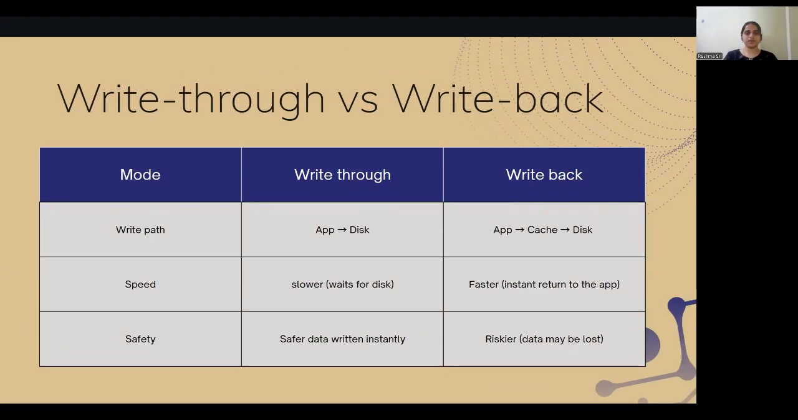Let's talk about write-through versus write-back. To understand write-back better, let's quickly compare it with write-through. Before that, let's know what write-through is. Write-through basically writes directly to the disk. It's a safe one, but slow because the system has to wait until each write is finished.